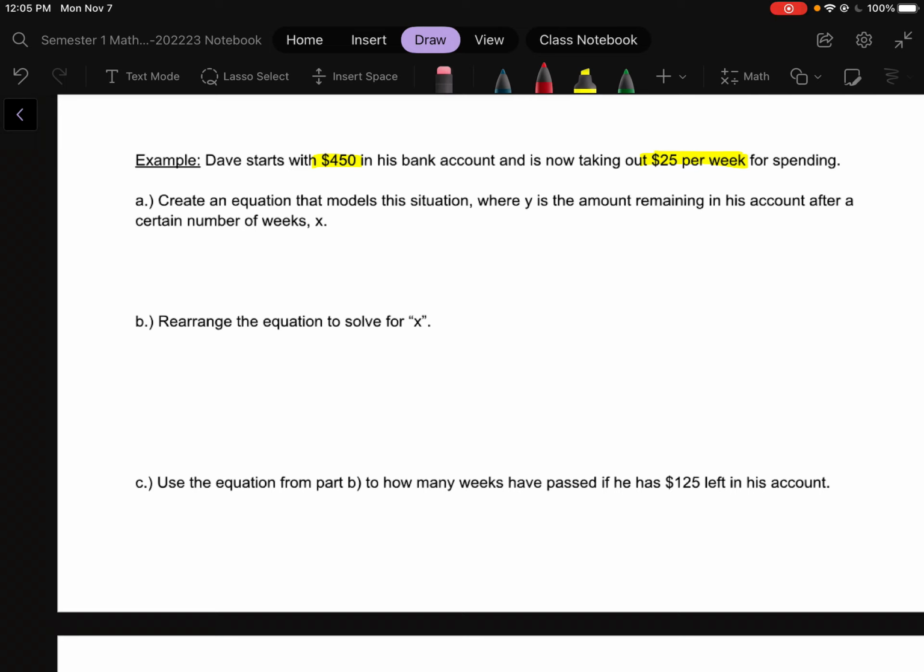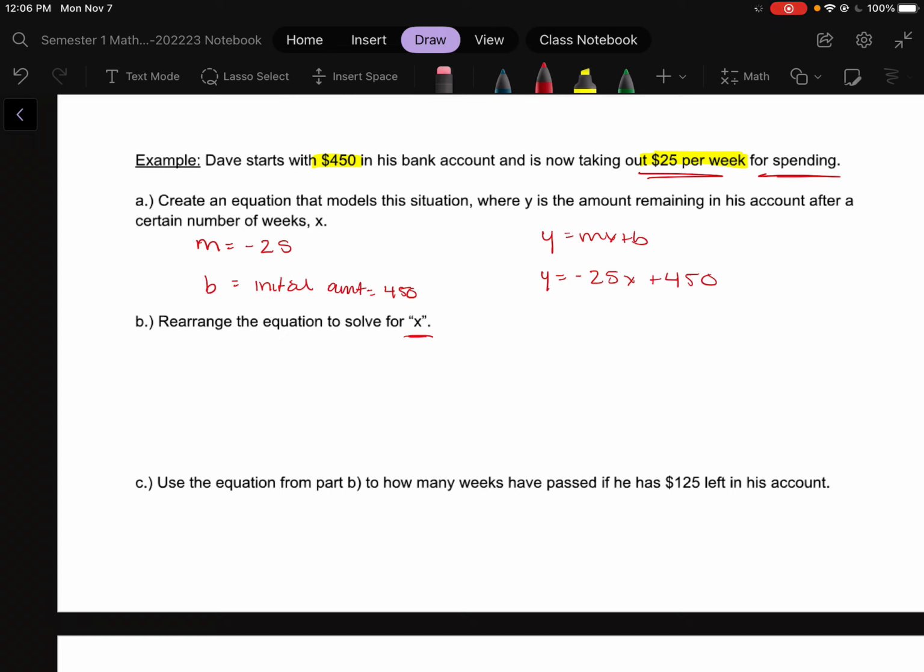Okay, so we know that he's taking out $25 per week. So that is going to be our M, and that's negative 25 because he's spending it. Because he's spending this money, it's going to be negative. B is our initial amount, which was $450. So therefore, using Y equals MX plus B, Y will be equal to negative 25X plus 450.